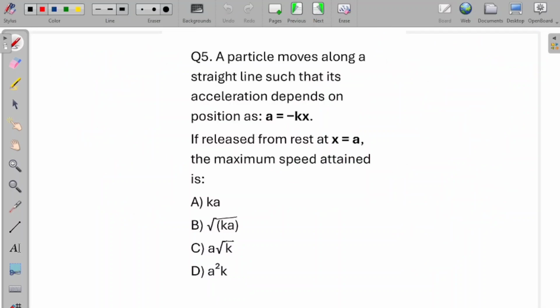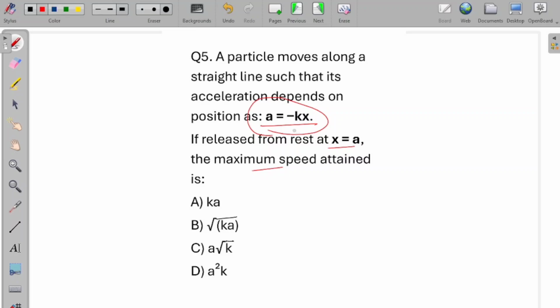Next question. A particle moves along a straight line such that its acceleration depends on position as a is equal to minus kx. If released from rest at x is equal to a, the maximum speed attained. This is especially for JEE Advanced. If you are not preparing for that, you do not need to bother about this question. But those who are preparing, pay attention please. If you are preparing for JEE Advanced, then you will be able to identify this expression.